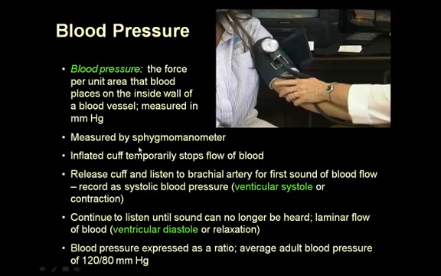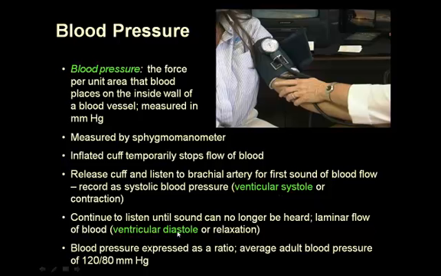It's measured using a sphygmomanometer, which is essentially an inflated cuff that temporarily stops the blood flow. When the physician uses this instrument, they pressurize enough to temporarily stop the flow of blood. They release the cuff and listen to the brachial artery for the first sound of blood flow. In essence, they record this as your systolic blood pressure, and this is a measure of ventricular systole or ventricular contraction.